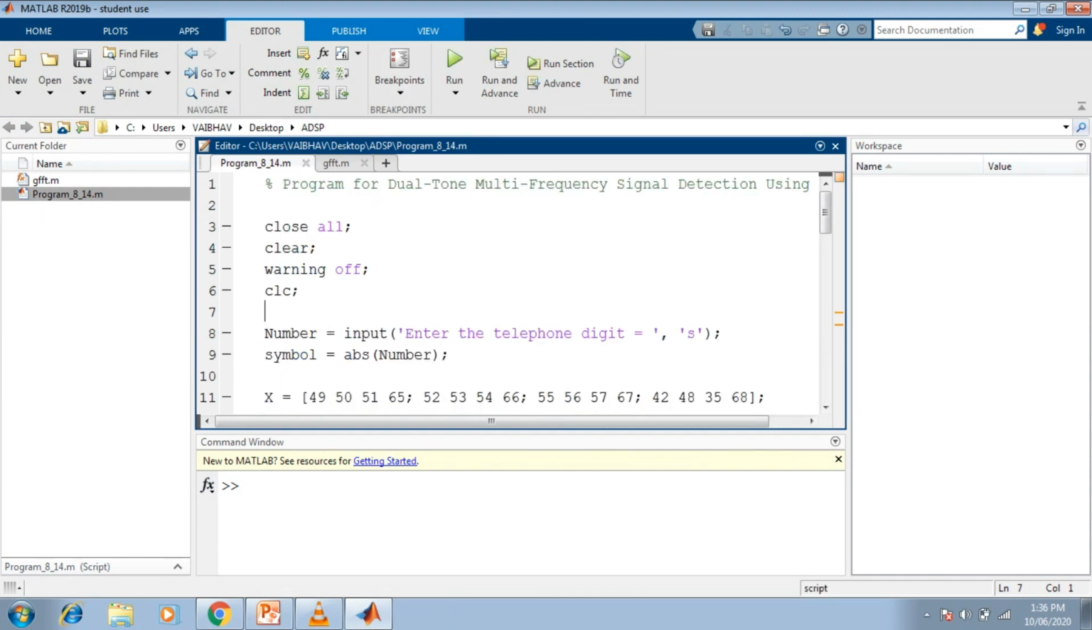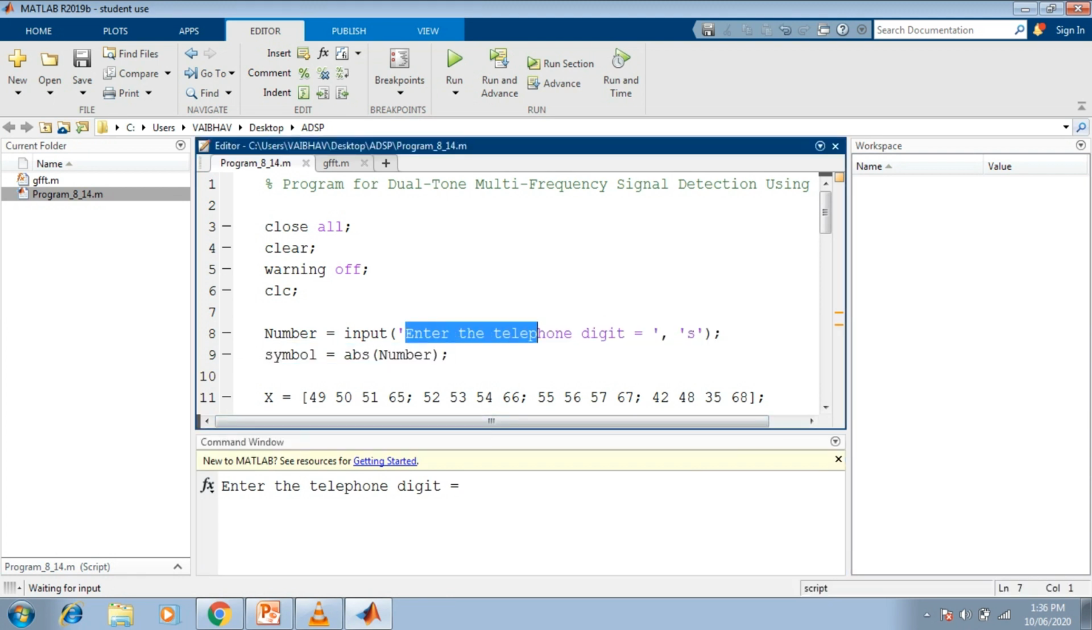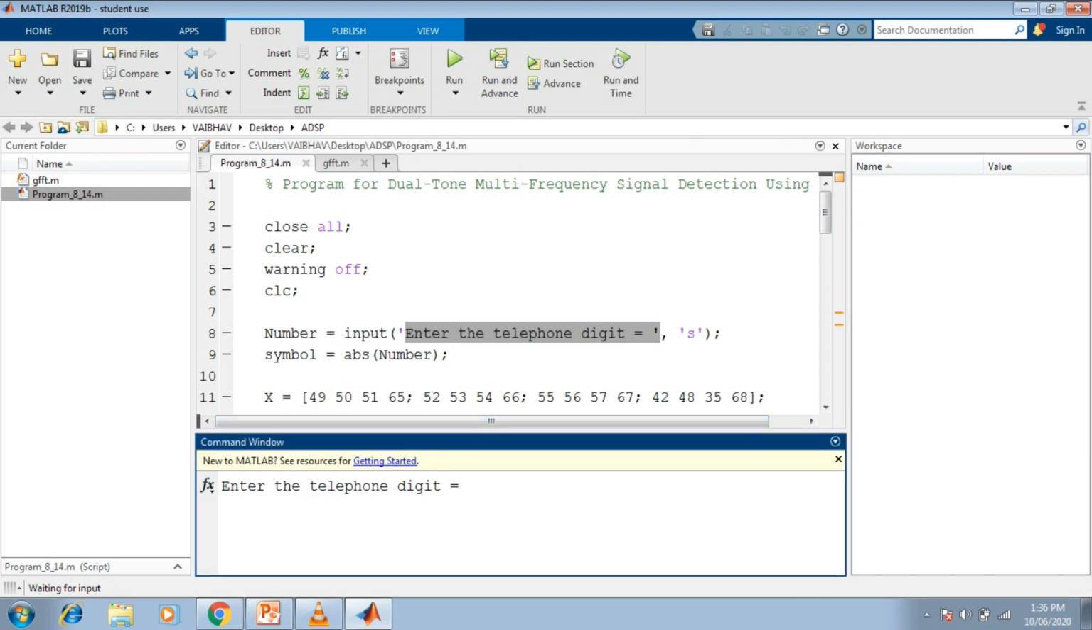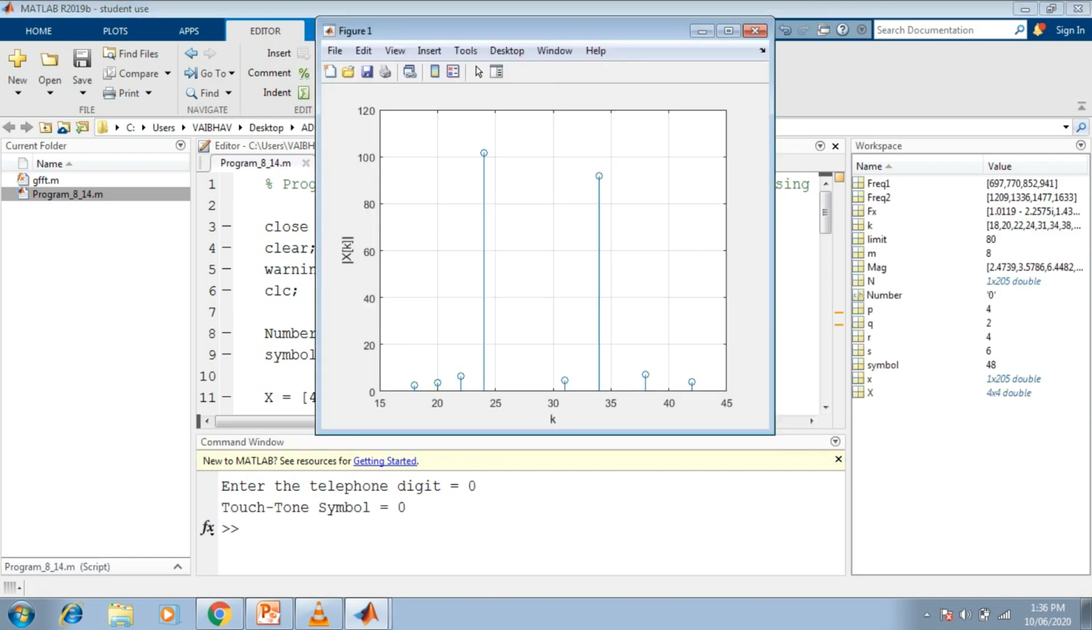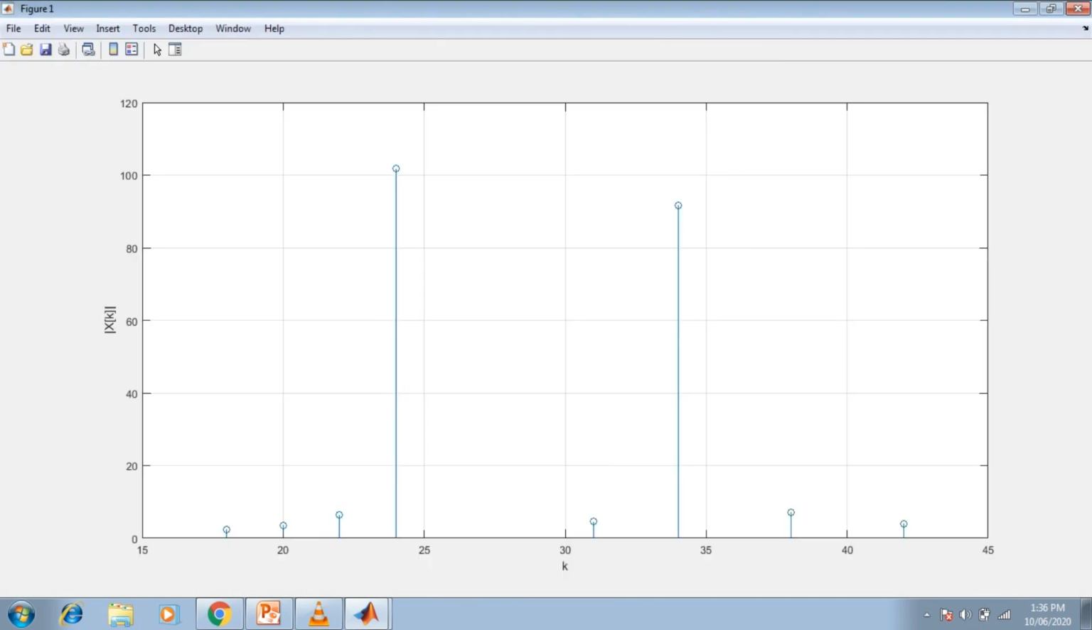As we run this program, we see in the command window the statement that we have already programmed: Enter the telephone digit. Here we can provide the input from 0 to 9. First of all, I put the value to be entered equal to 0 and hit enter. Now you can see that a figure window has appeared, which I maximize.